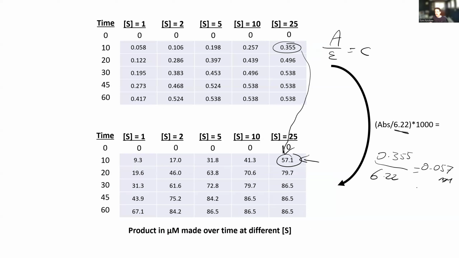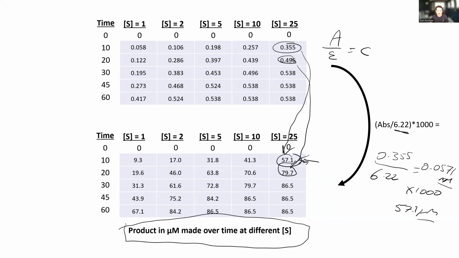That's kind of a weird number to work with. So we'll just times it by 1000 to turn it into 57.1. And therefore the units are going to go from millimolar to micromolar. So 57.1 micromolar. We just do that for every single one. And then that's going to give us the product in micromolar now, made over time at different concentrations of substrate.